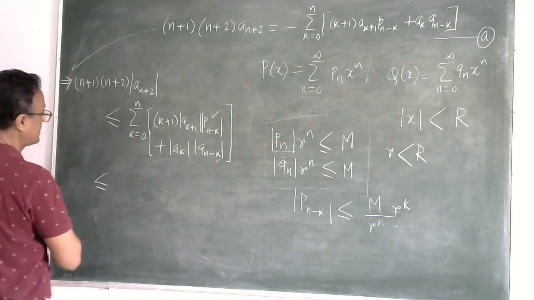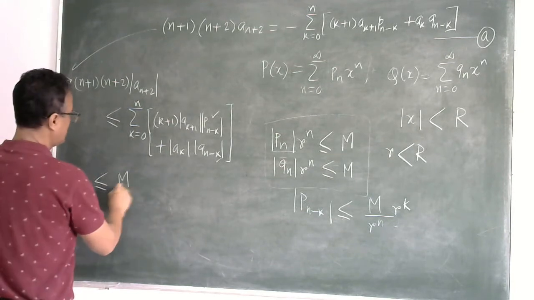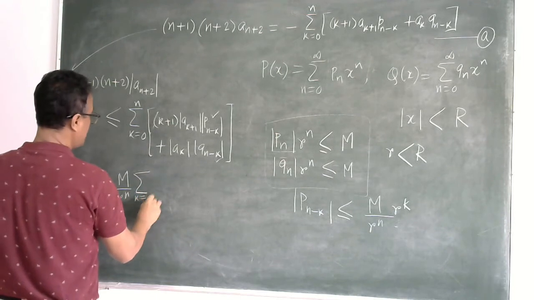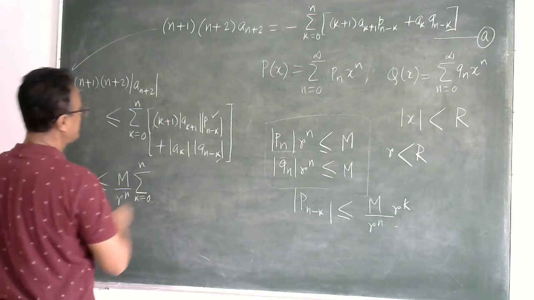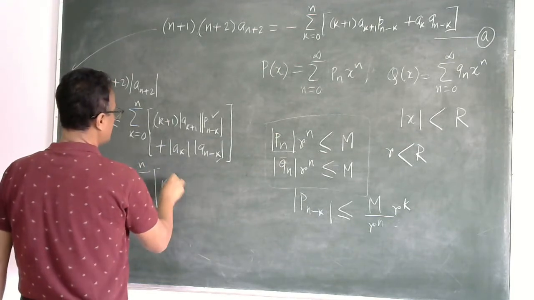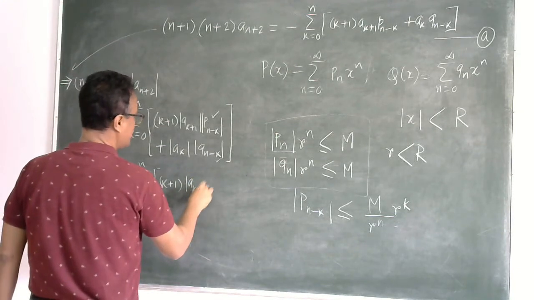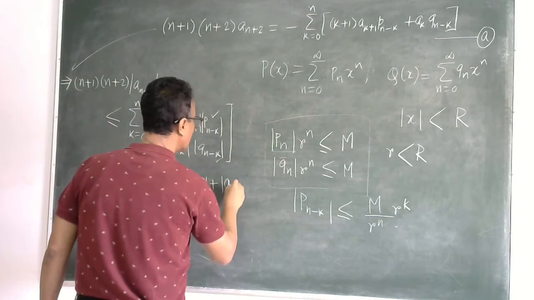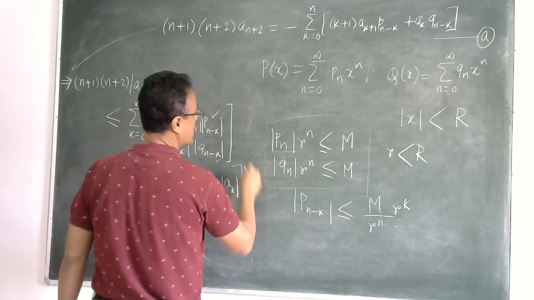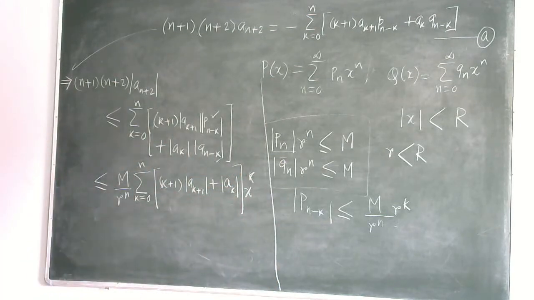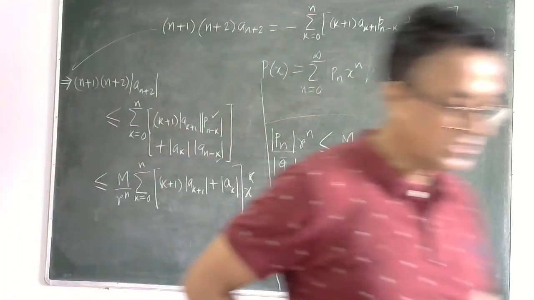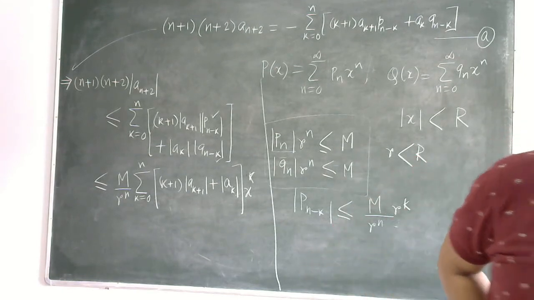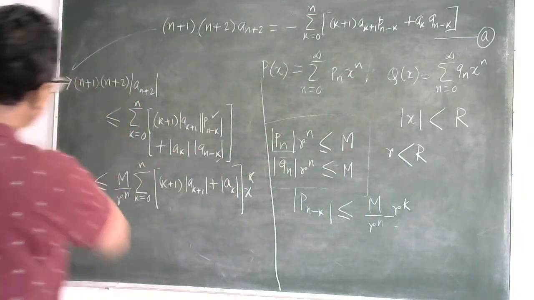This is again going to be less than or equal to, let me write it as, M by r to the power n, and then the sum over k equal to 0 to n, and then this is (k plus 1) mod of a(k+1), and then mod of a k, into x to the power k. Is it okay? Fine? Just check.